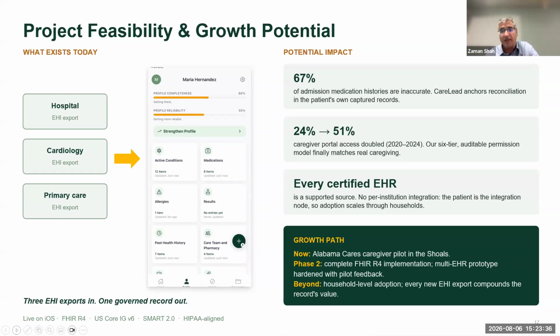The second piece is that caregivers are accessing more and more patient portals. Caregiver access has doubled since 2020, but there is really no permission model behind that. And CareLead answers both. It fixes the initial problem, but it also introduces a really fine-grained permission model. And lastly, we actually ingest from all EHRs. So the integration is not necessarily institution-based. It's just from one household to another, and that's how we grow and expand.